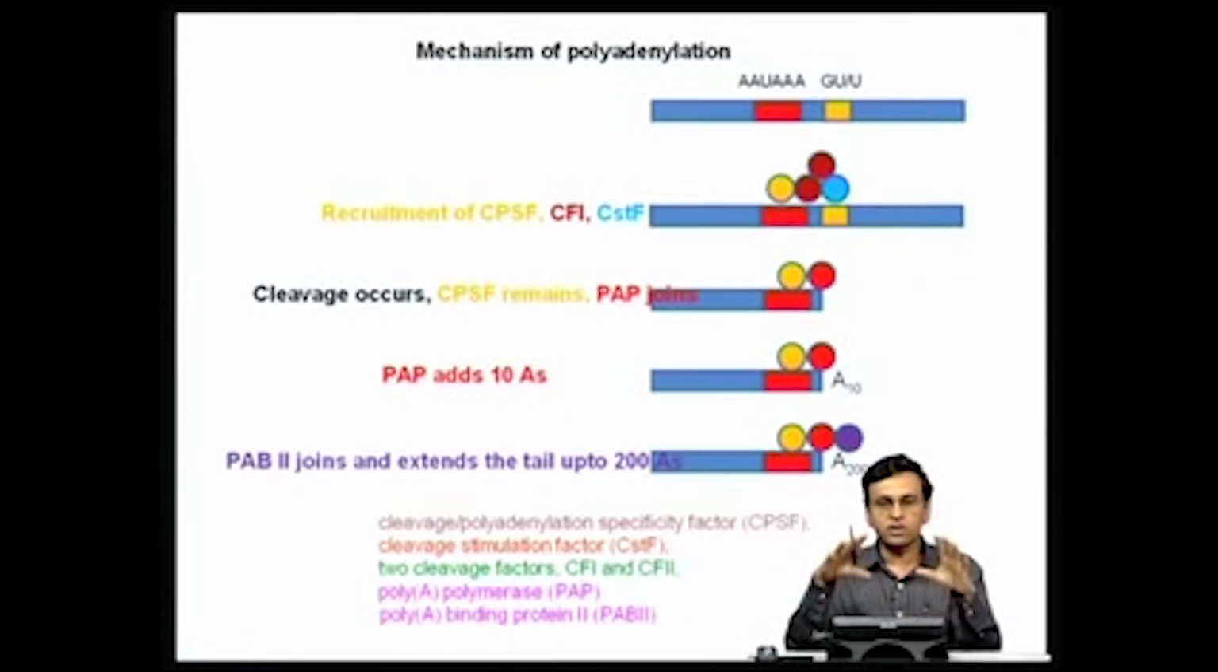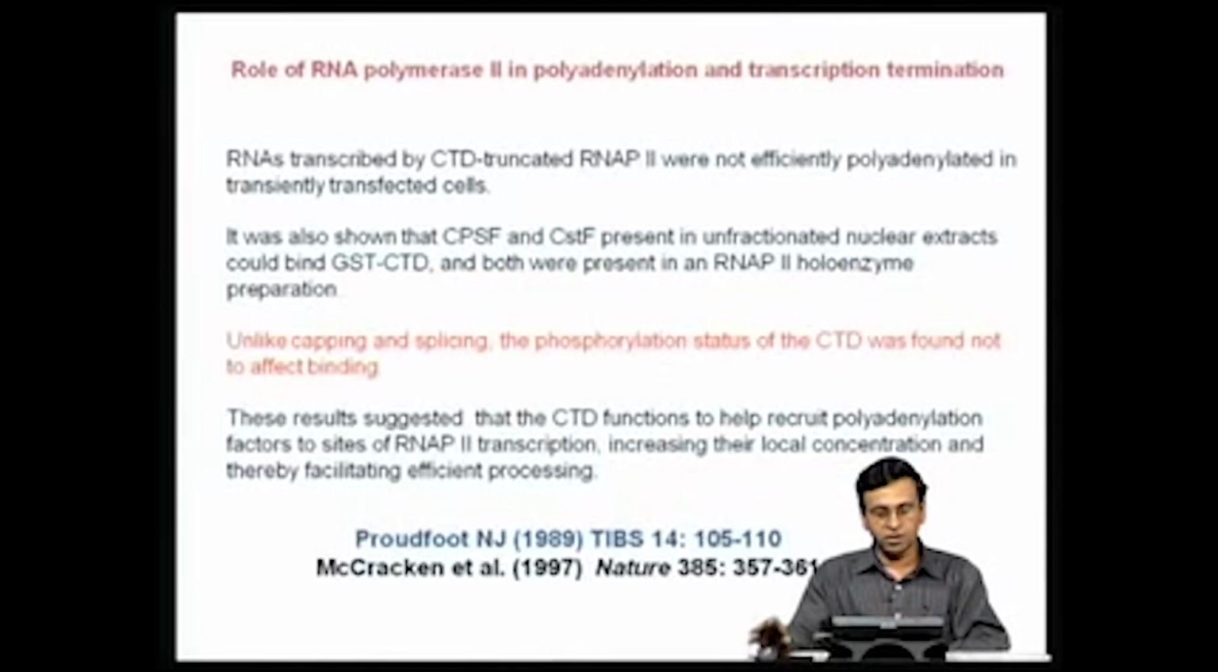So, this is in a nutshell the mechanism by which polyadenylation of messenger RNAs takes place in eukaryotic cells. Okay. So, you can see here, first is the recognition of the polyadenylation signal, which consists of the AAU-AAA, by 3 polyadenylation factors, the CPSF, CF1 and CSTF, and after this, about 20 to 30 base pairs downstream of the signal, the RNA is cleaved, and once the cleavage is over, the poly A polymerase comes and joins the RNA, it adds about 10 A residues, and then the poly A binding protein joins and extends the A further up to 200 residues. So, this is the mechanism by which polyadenylation takes place.